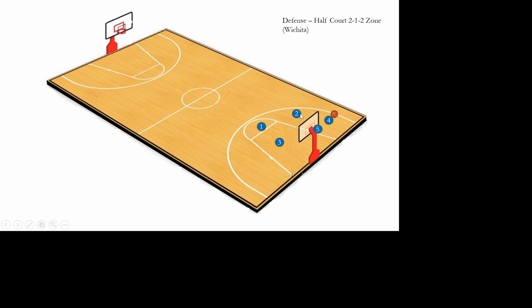Now, of course, just like we trapped on this side, if we were trapping, 2 would come down and double team this player with 4, and 1 would slide over to this area anticipating a pass back out to try to steal it. So that's our zone, and that's how we move around the zone and guard our areas.